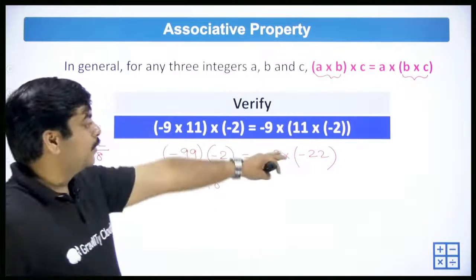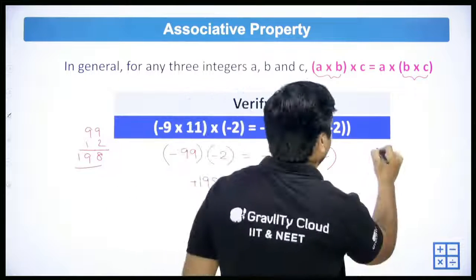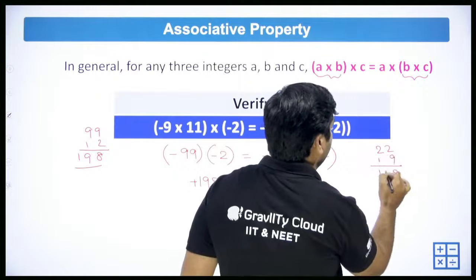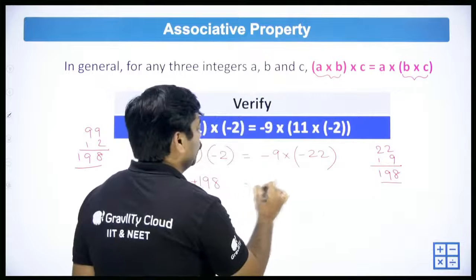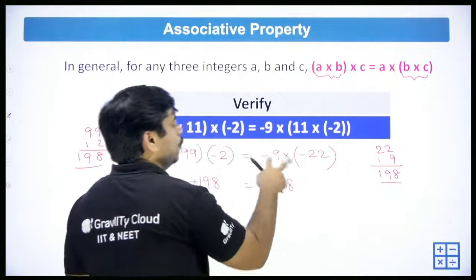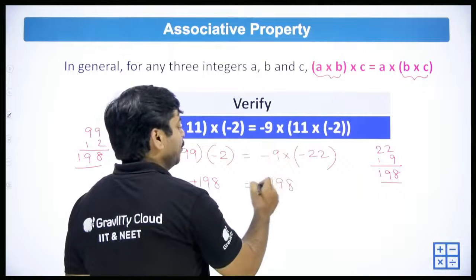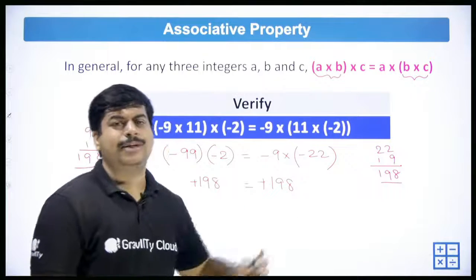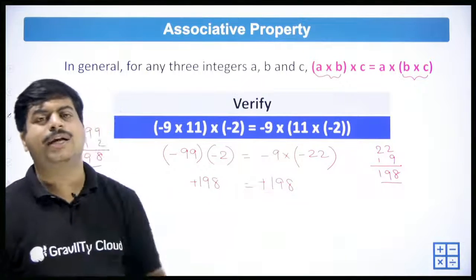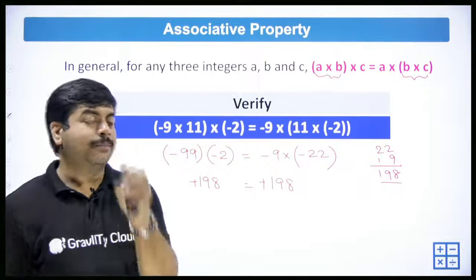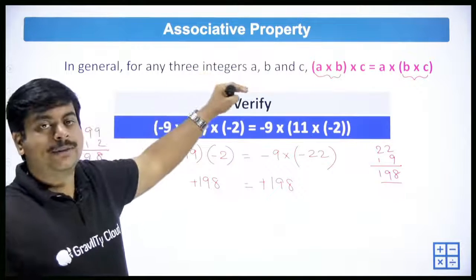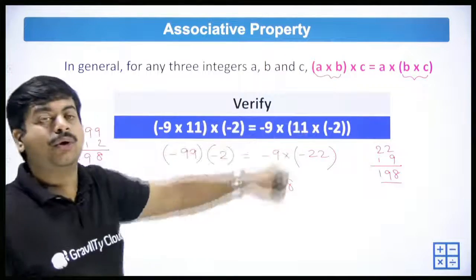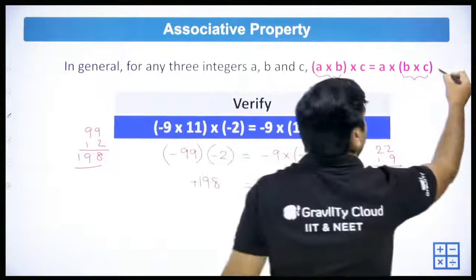And this one, 22 into 9. 9 twos are 18, and 19... yes. So this is also equal to 198, with negative into negative again positive. So these two are equal. Not only this one, you can take any numbers, positive, negative, zeros, every integer. So in the associative property, multiplication is valid. That means that relation is correct. It is true. We can multiply in any order.